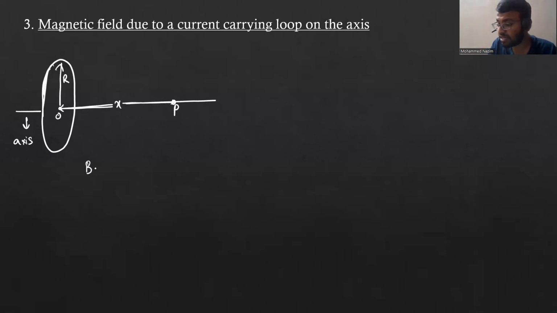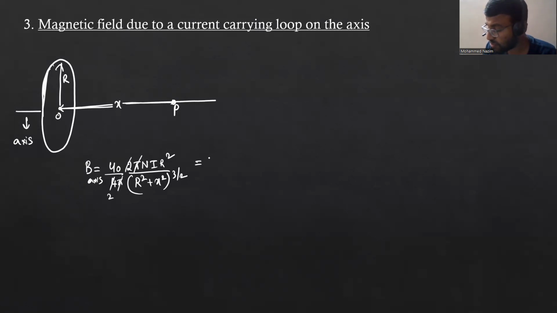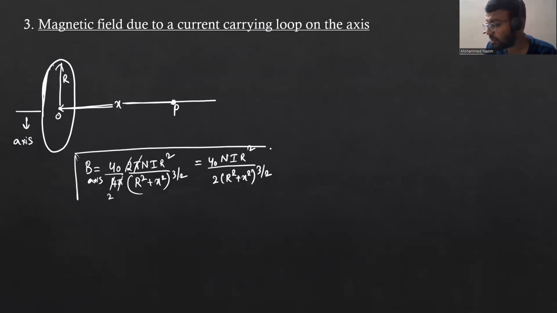The magnetic field formula is given by mu naught by 4 pi into 2 pi N i R square divided by R square plus X square the whole power 3 by 2. This is the magnetic field on the axis. If you want, we can cancel this pi, so pi will cancel, and 1 by 4 into 2 becomes 1 by 2. Therefore, this is going to be mu naught N i R square divided by 2 into R square plus X square the whole power 3 by 2. This is the magnetic field due to a circular loop on the axis. A very, very important formula.